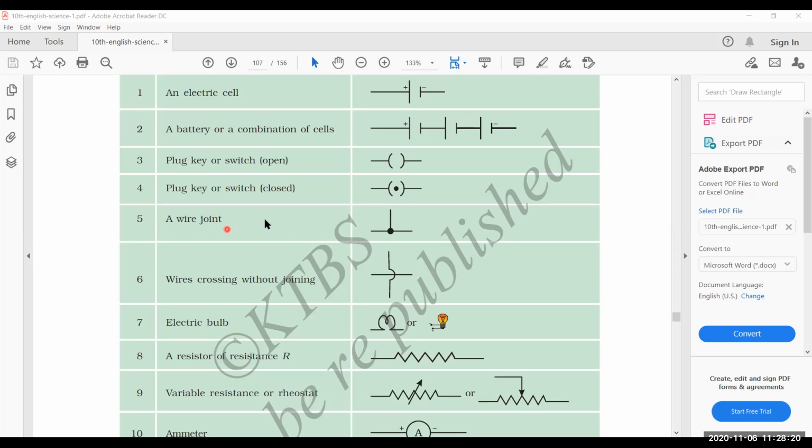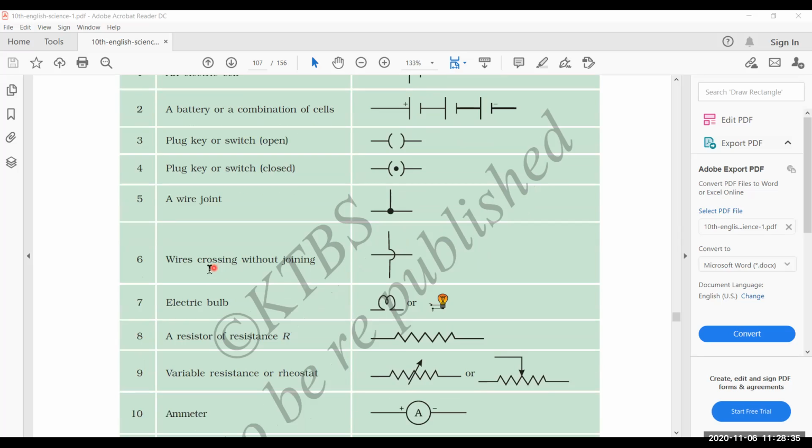Then the fifth one is a wire joint. One wire is joined to another wire. The joining point is marked with a black dot. Then it's a wire joint. In the next, the sixth one, wire crossing without joining. Here, a wire is crossing another wire, but there is no join. To show that, we use this type of symbol.